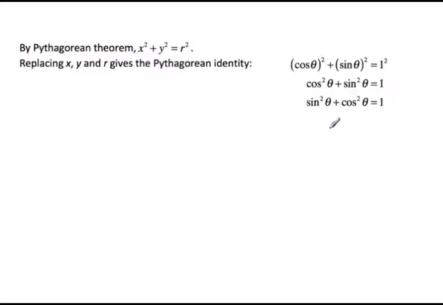And often the way you'll see that written is sine squared theta plus cos squared theta equals 1. That's called the Pythagorean identity. It's an identity because it's true no matter what the value of theta is, and it's the Pythagorean identity because it's derived from the Pythagorean theorem.